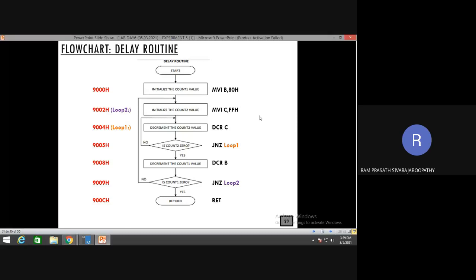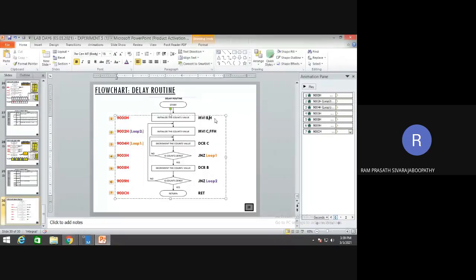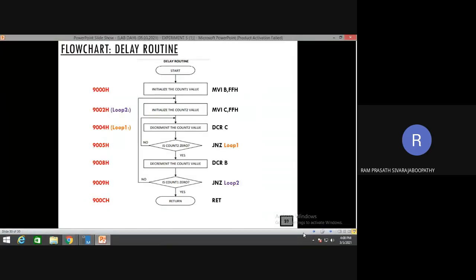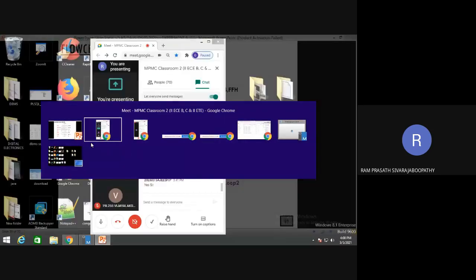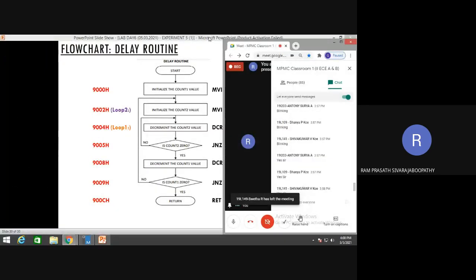So here you can put FF. Maximum count value you can put FF in B register also. Kindly note down this. Take a screenshot. Later when you come to the lab, you can use all this and try. LED on, delay, then LED off, delay, put it in a loop. That's all. This is the algorithm for the delay routine, I mean the flow chart. The program for that is what we have mentioned here. That's it. So with this, I'm going to stop the recording now.